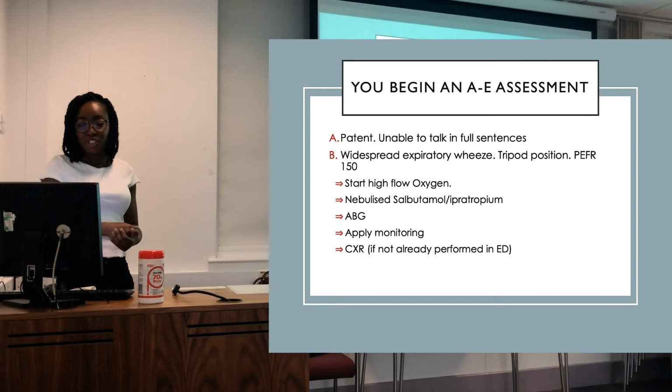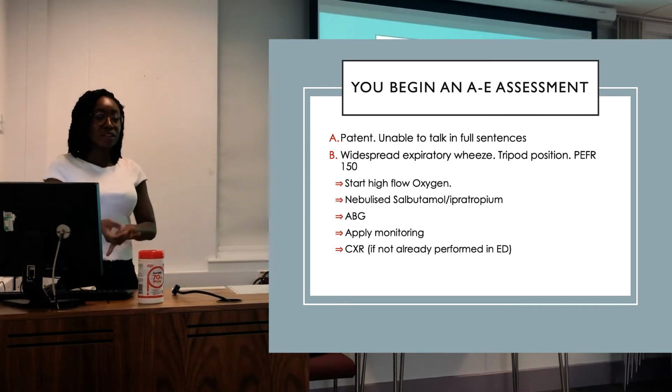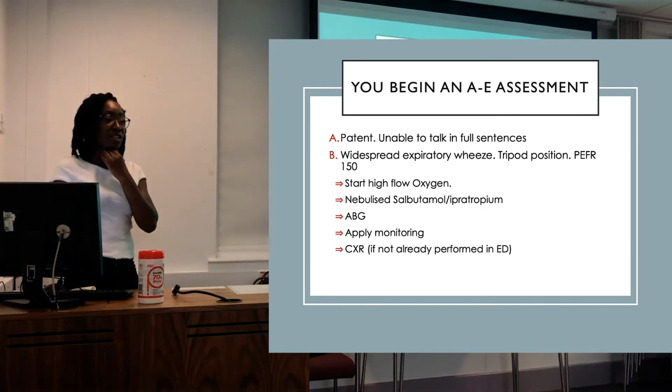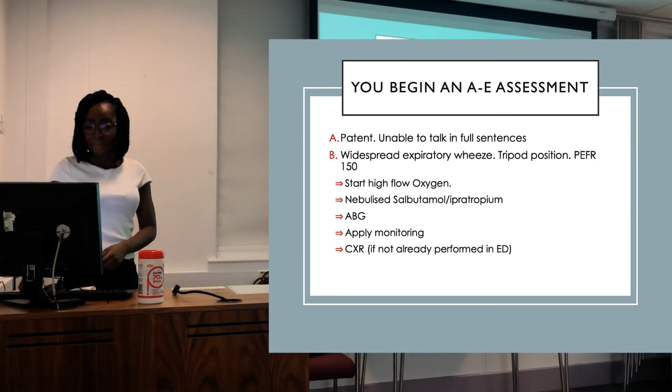You want to do an ABG, apply the monitoring. As I said, even though this is a B problem, get that. The SATS probe is going to give you the heart rate. You're going to get the blood pressure as well, so you know how your patient is doing. And then if they haven't had a chest X-ray, you might want to go and order a chest X-ray or look at their previous chest X-ray and just see what was on there.